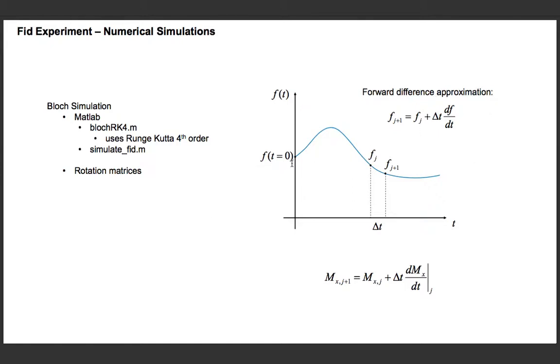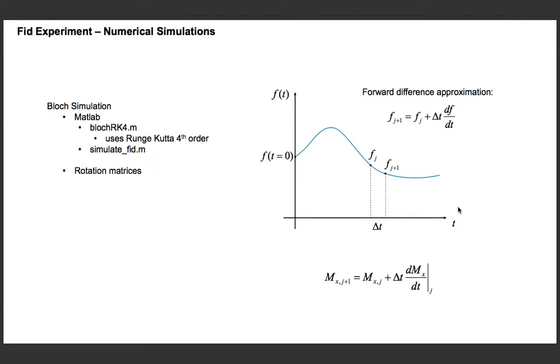So here, if you have any function, this curve here is a function of time, if you know what the value of f is at time point j, to calculate it at j plus 1, you take f at j, add the derivative of f with respect to t times that time step, and calculate your new value at this time point. So this works quite well the smaller the delta t is. It's kind of a linear approximation, and it's the forward difference approximation. There are other ways of doing this, but as long as your delta t's are small, this is going to be reasonably accurate.